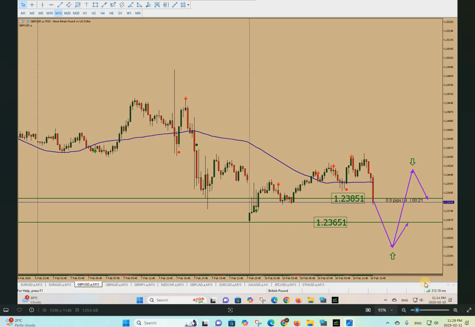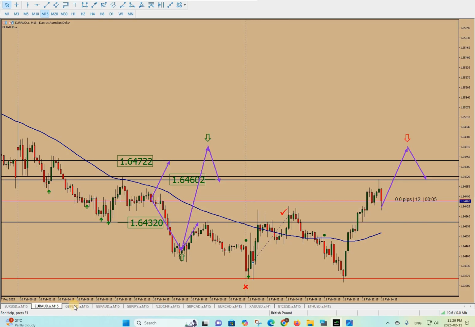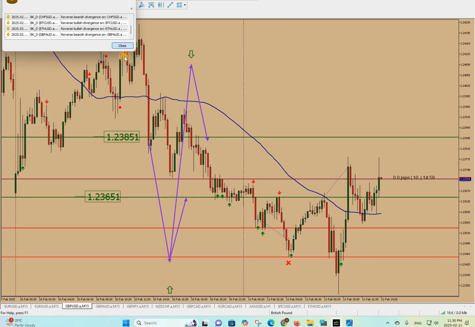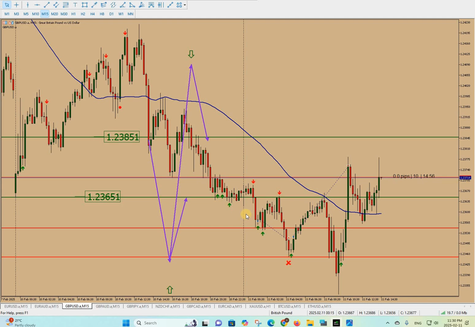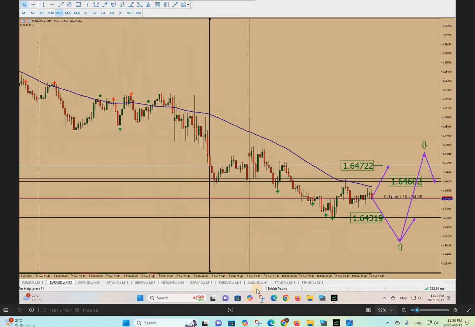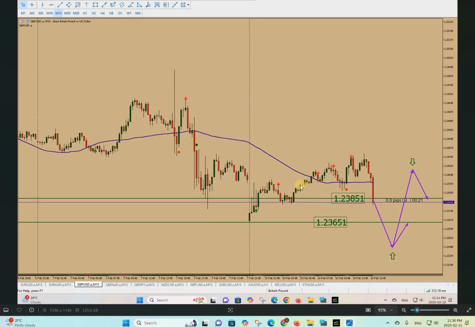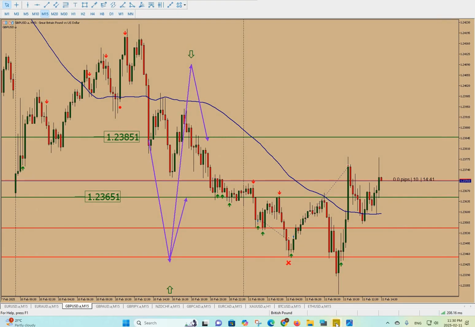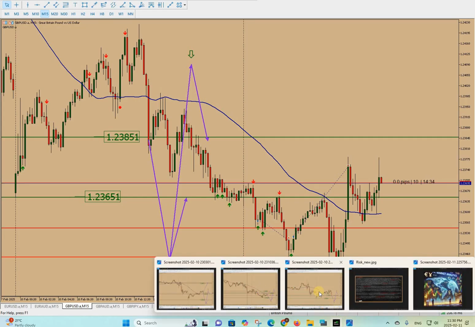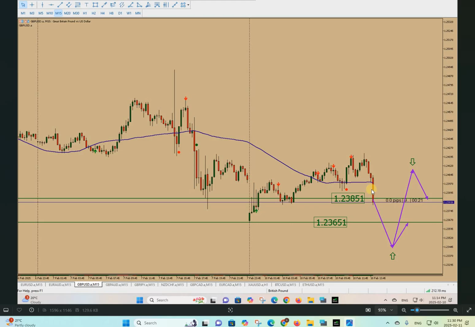This is the screenshot from last night. Let's go to the pound USD. So pound USD, when we made the screenshot, is it this one? No, the pound USD screenshot is this one. You see this candlestick, this big one, is here. Okay, that was last night. This candlestick on the screenshot I showed you is this one. Okay, 1.23851. It was on this level.